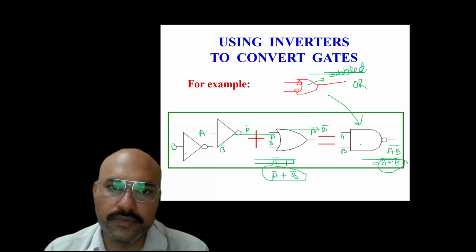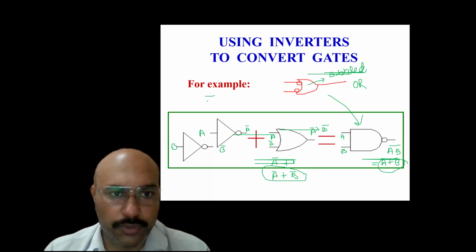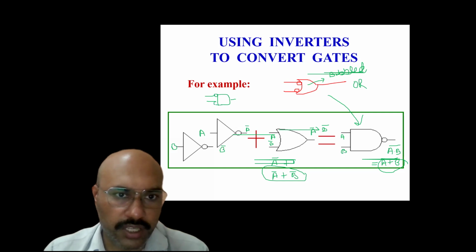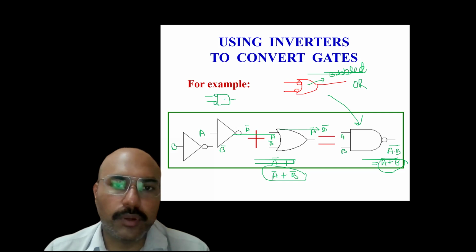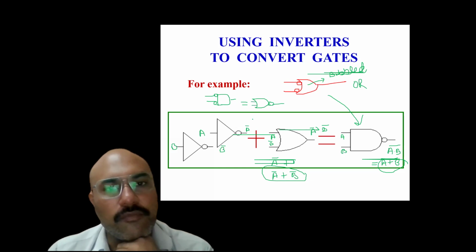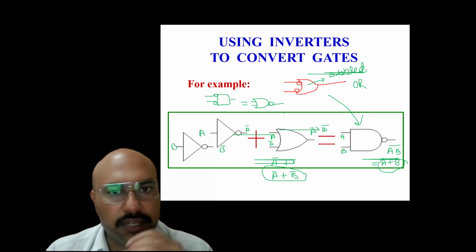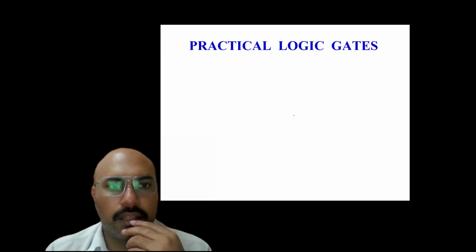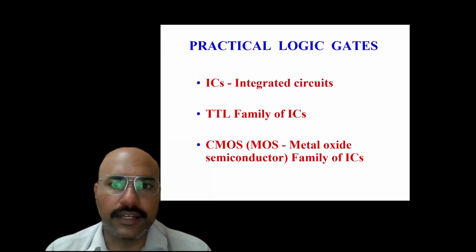Bubble OR gate can be replaced with NAND gate, and bubble NAND with OR. For example, if I apply two inverters before an AND gate, it will become a bubble AND, and this can also be represented as a NOR gate. The function will be the same. The output will be the same for that case. So always remember that you can use inverters to convert any gate to another gate.